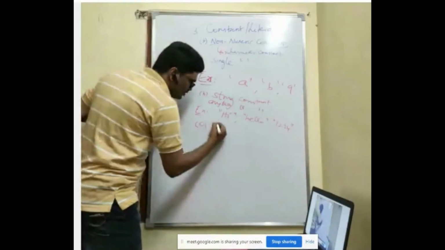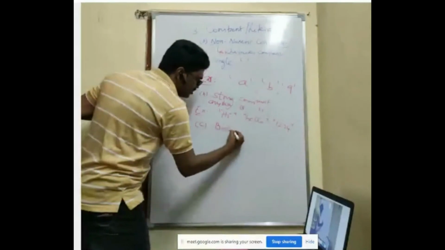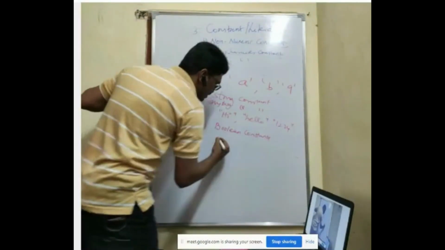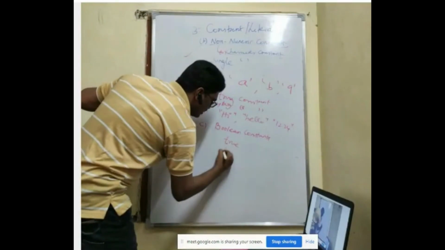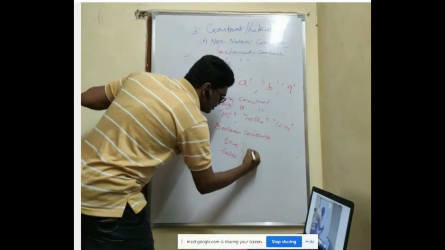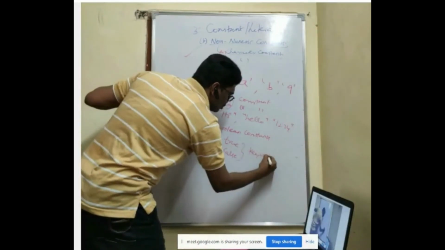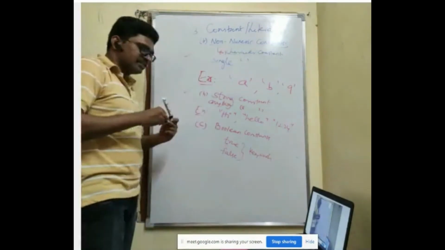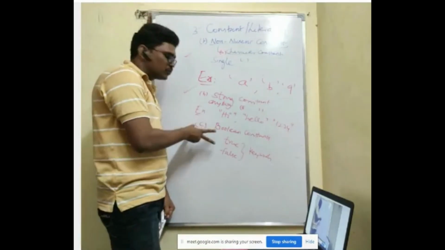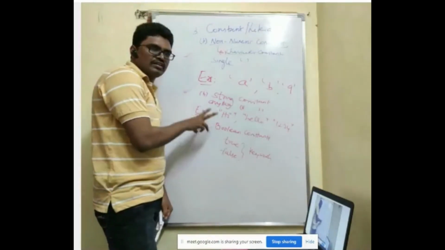Now in Java, there is another constant called a Boolean constant. A Boolean constant is a constant which takes only two values, true and false. Here true and false are keywords in Java. So a Boolean constant takes only two values, either true or false.